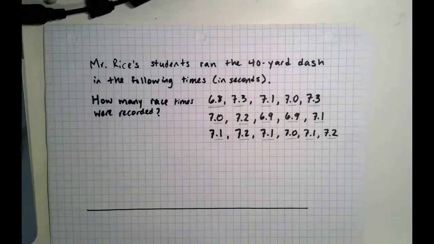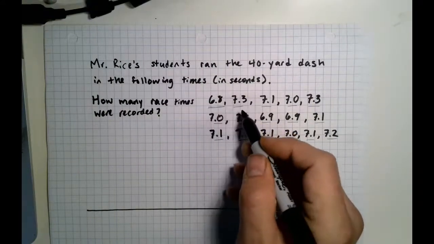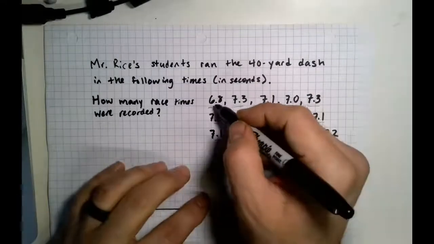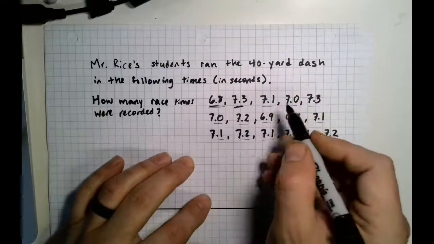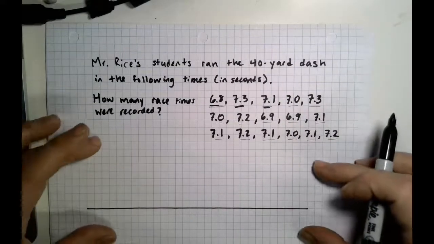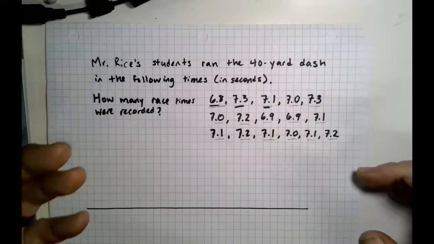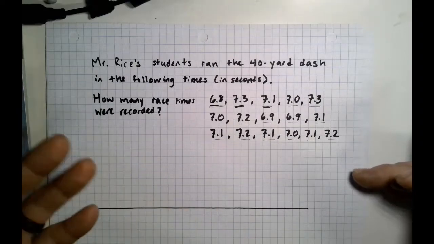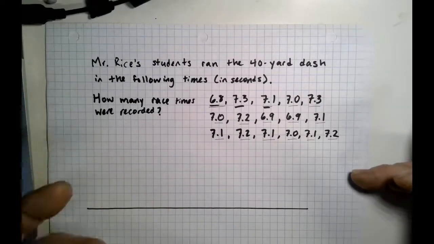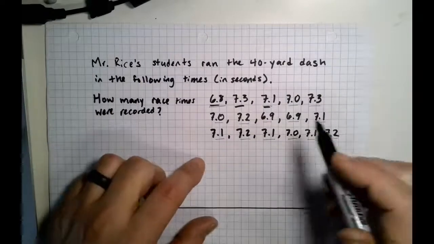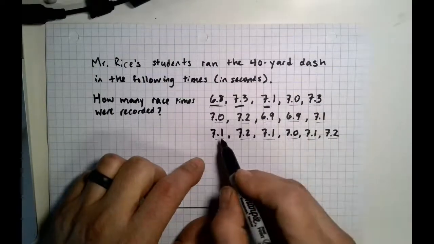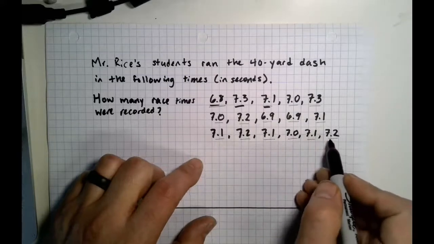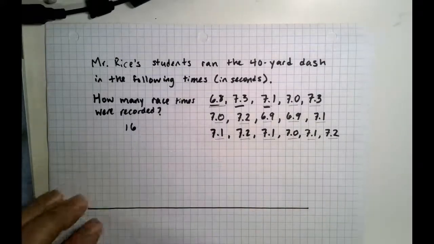So the first question it asks is how many race times were recorded. So each of these times right here, this is a student. Like this right here is one student running the race. This is another student. This is another student. So in a moment when we record this data down here, each point that we make on the line plot, it's going to represent a person, a student in this case from Mr. Rice's class. So we have 1, 2, 3, 4, 5, 6, 7, 8, 9, 10, 11, 12, 13, 14, 15, 16. So we got 16 times recorded.